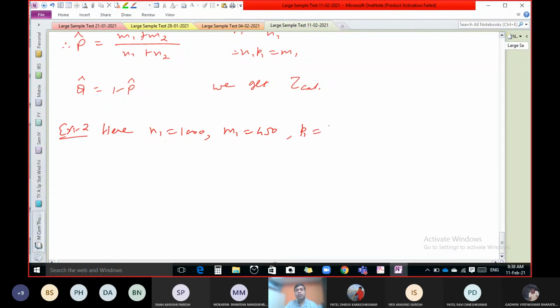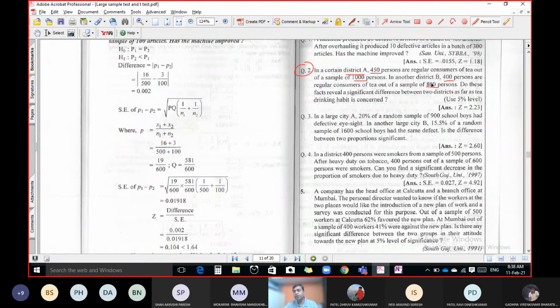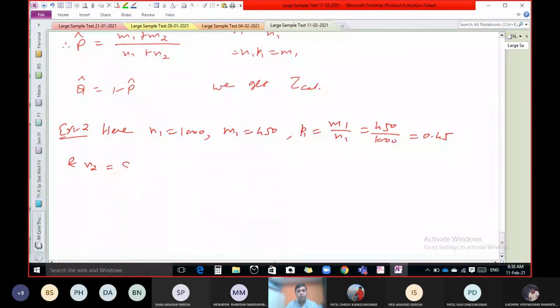So we get P1 equal to M1 upon N1. That means 450 divided by 1000, so we get 0.45. That means 45%. And for the second sample, N2 is 800, and we found that 400 are consumers of tea. So M2 is 400. P2 is M2 upon N2, 400 divided by 800, so we get 0.5.